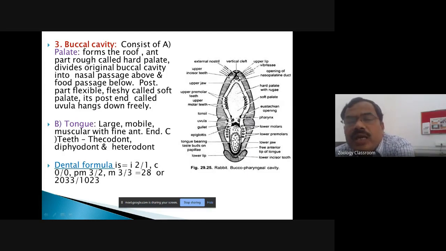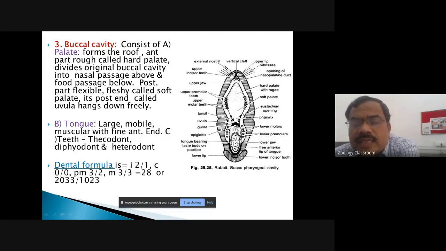These are the incisors. Then here is a gap, there are no teeth. Then premolars and molars are observed here. Okay, now this is the lower jaw. The lower jaw is provided with the lower lip. This is the jawbone. On the jawbone, the molars and premolars are there.